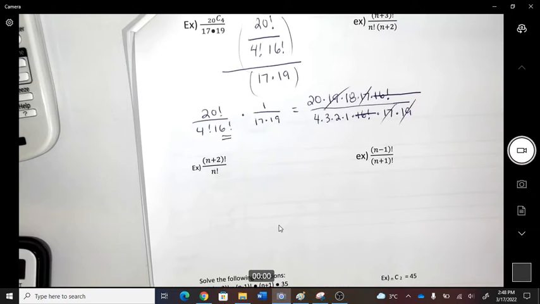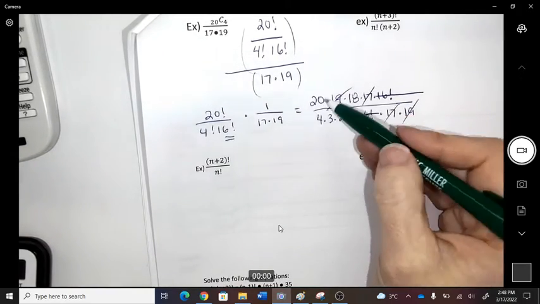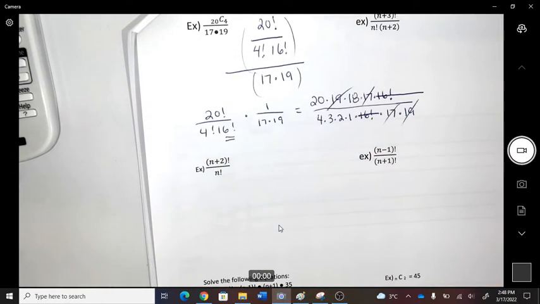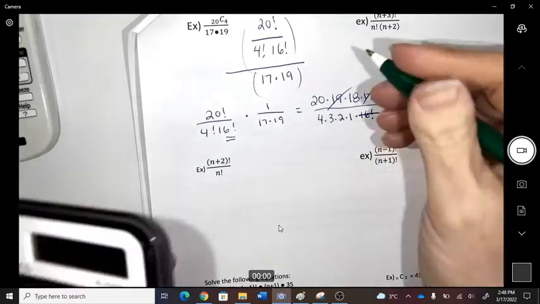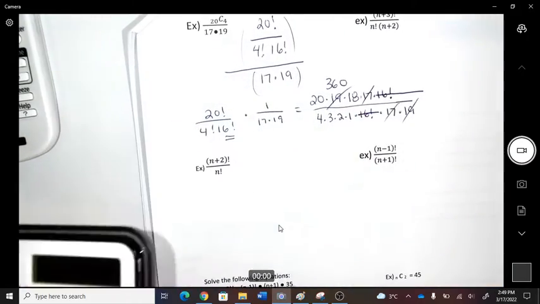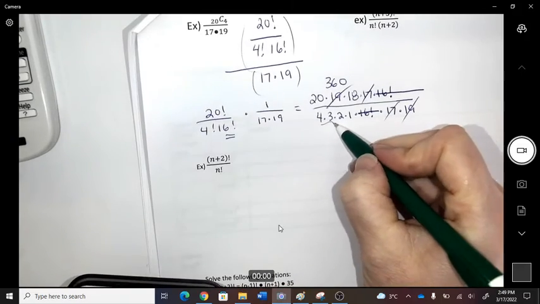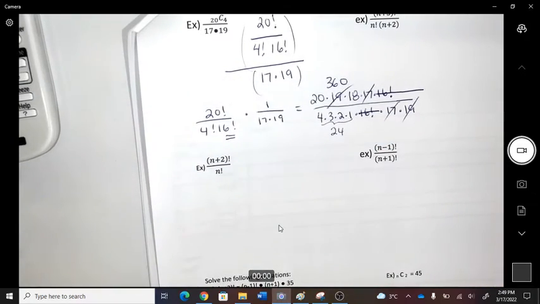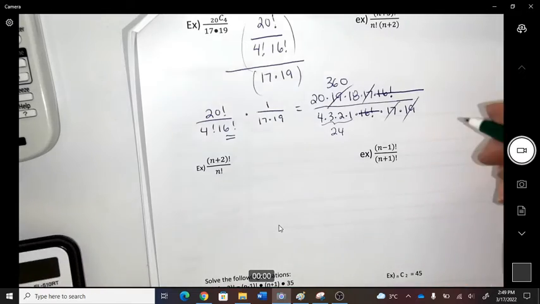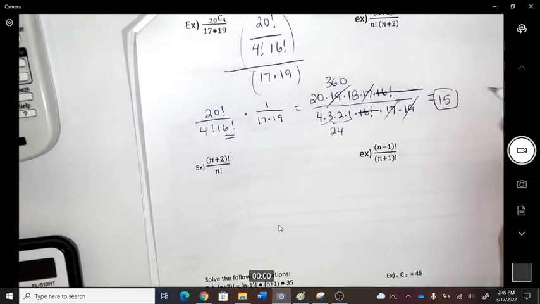And now I think our calculator will handle this, or do you want to reduce more things, or just go into your calculator? Like if I was doing this without a provincial exam calculator, I would just have to reduce a 20 and a 4. And so that leaves me with 360. And then that is 24. So that all came out to 15.